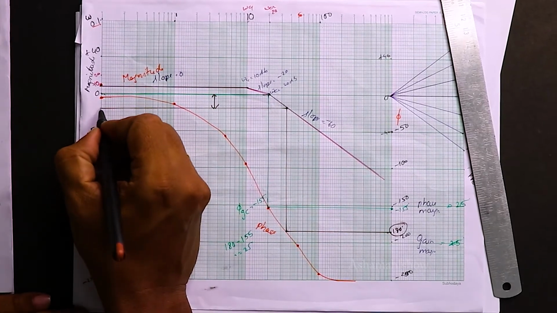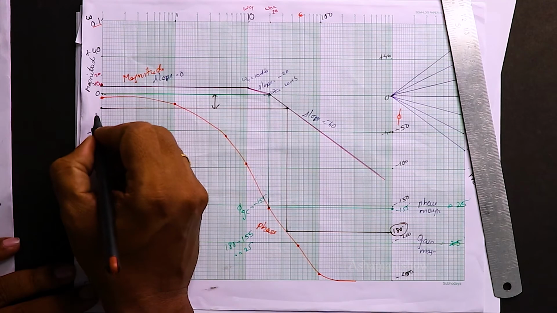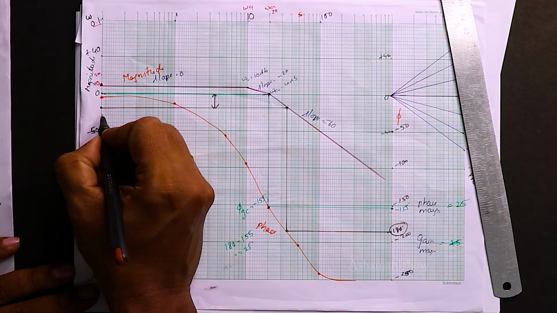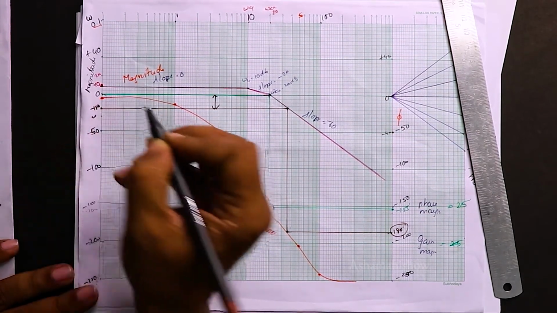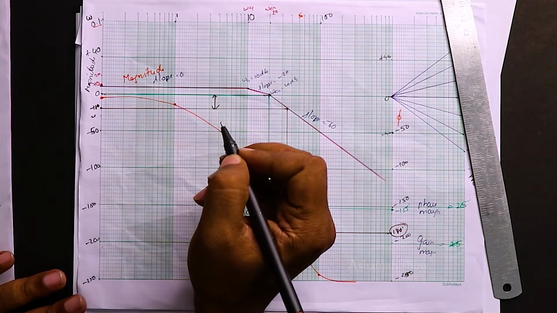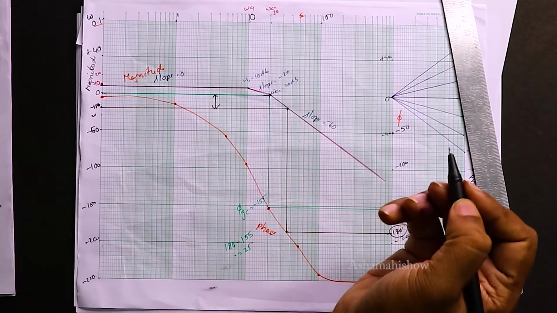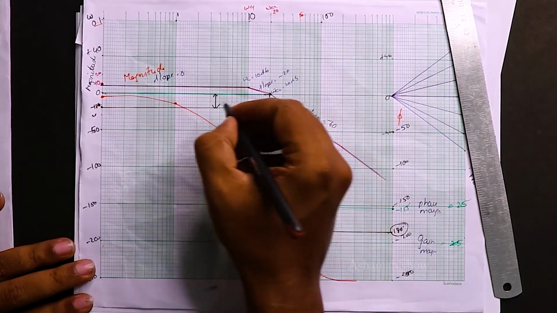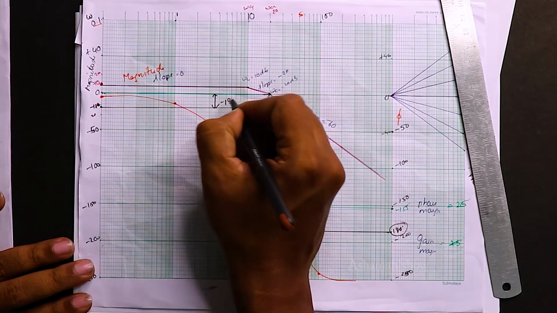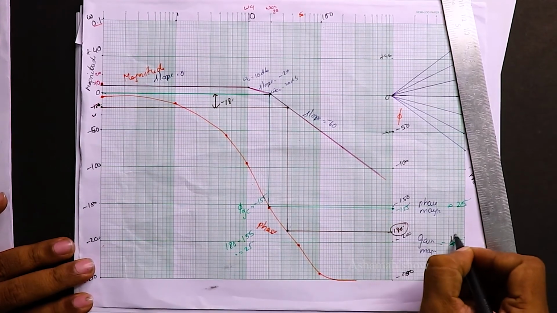How is it for this one? The value is how much? If this is 50, this is like 25. So 20, it's something like 18. Okay, right? So minus 18 dB is your gain margin. So gain margin is 18. Okay, so gain margin is 18.